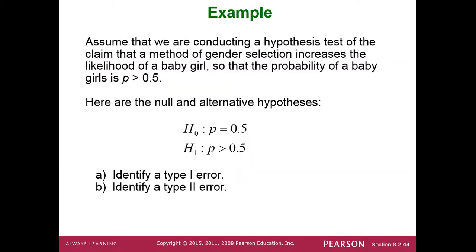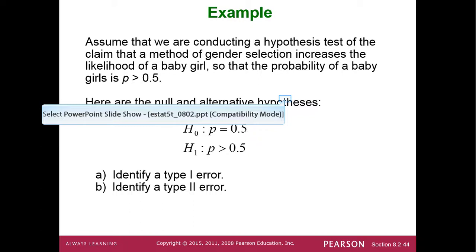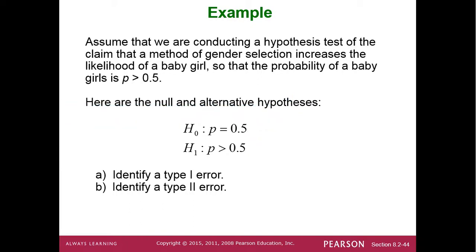So a type 1 error in the gender selection process would be that you would reject H0 and assume that the proportion is greater when really it wasn't. You would be saying, oh, this method works, this is great, there's going to be more girls, when really that wasn't the case. A type 2 error would be that it really is working, there really are more girls, and we didn't see that. We didn't find that, but it wasn't in our results.